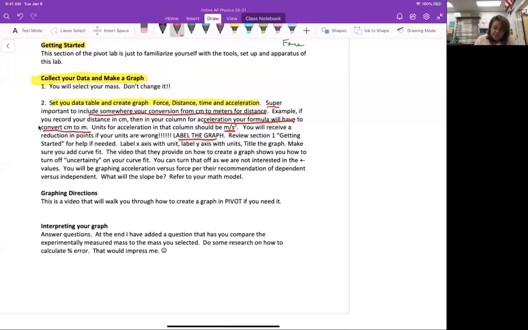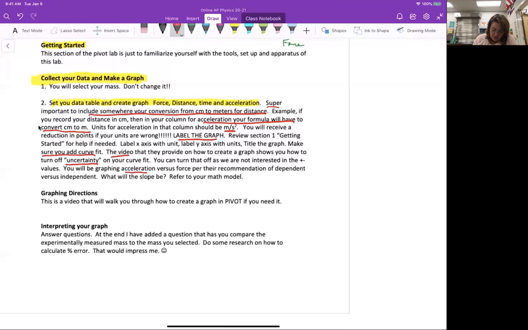Label the graph. Always label your graph: title, x-axis, y-axis. Make sure you add a curve fit. They give you a little video if you need a refresher on how to use data tables and graphing. They tell you in that video how to turn that uncertainty feature off. So when you do a best fit line, you know how it had plus and minus and everybody was confused about that? You can actually turn that off. We don't need it. That'll make your data look a little bit easier.